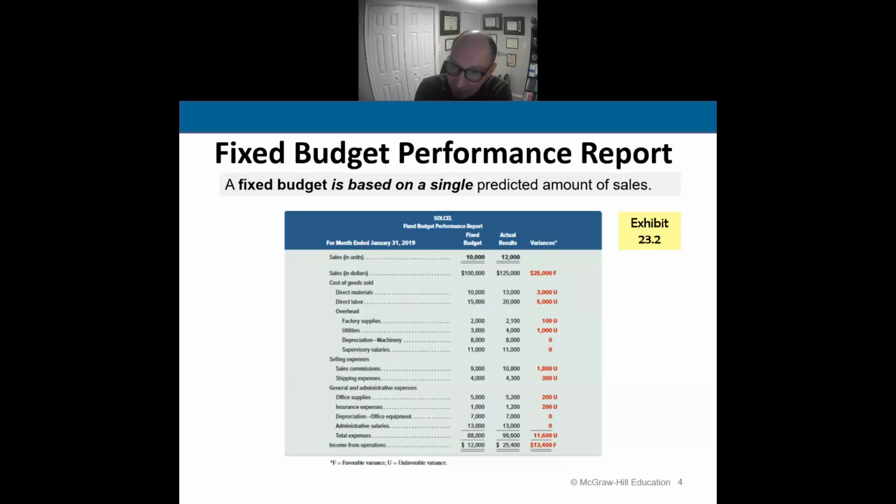F means favorable. When something is favorable, that means the business likes when it happens. It's a good thing. If my actual sales are higher than my budgeted sales, that's favorable. I like that. So $25,000 favorable variance, favorable difference. I like having 25,000 more in sales. That's favorable.